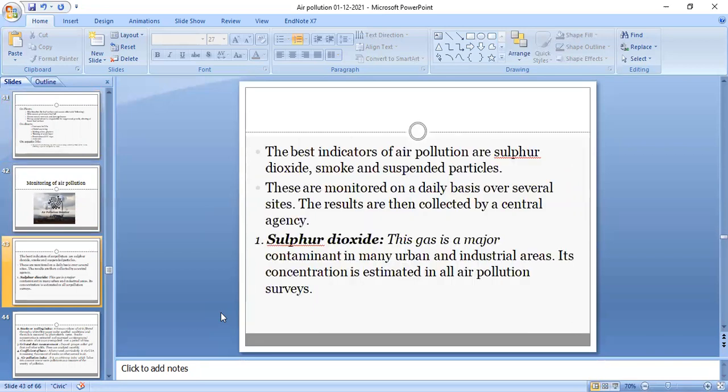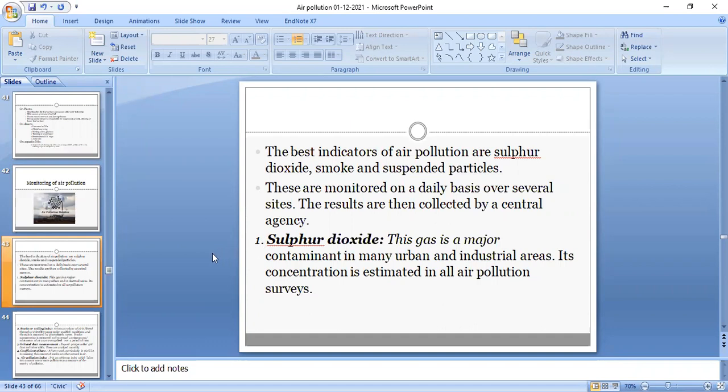The best indicators of air pollution are sulfur dioxide, smoke, and suspended particles. These are monitored on a daily basis over several sites. The results are then collected by a central agency and then sent to the concerned department in various countries where they are monitored. Now, how is sulfur dioxide measured?